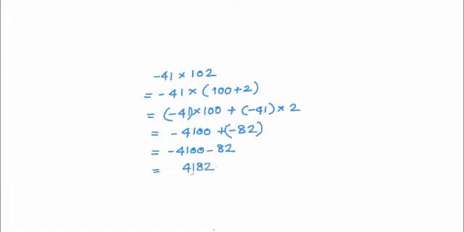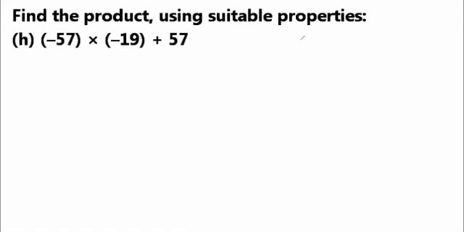And this gets the sign of the greater number. The greater number is 4100. Its sign is minus. So the answer to this is minus 4182. Let's solve one more. Minus 57 into minus 19 plus 57.